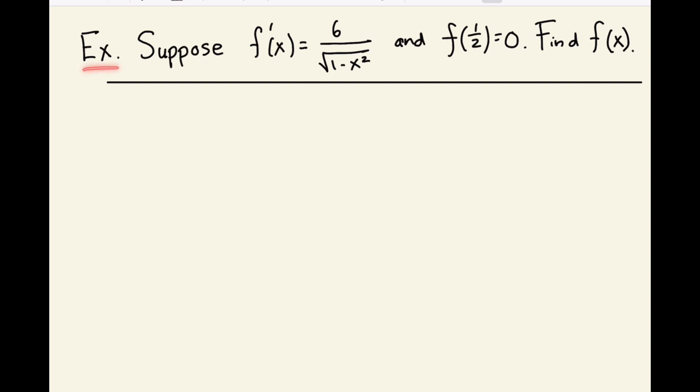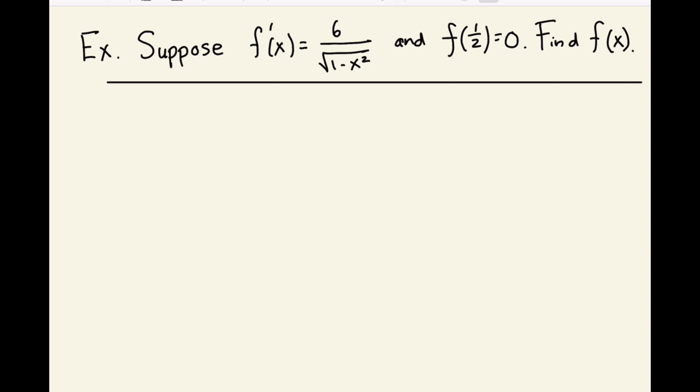So in this example, we are told that f prime is equal to this function, and also that f of 1/2 is 0. And we're asked to find f of x. So clearly, if I take the derivative of f of x, I get f prime of x. So this question is basically asking us to find the antiderivative of this function, and we're being asked to find the specific antiderivative such that f of 1/2 is equal to 0, which means that we're going to use this to find c. So let's start that process.